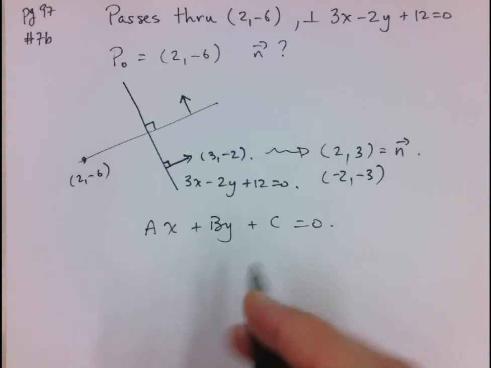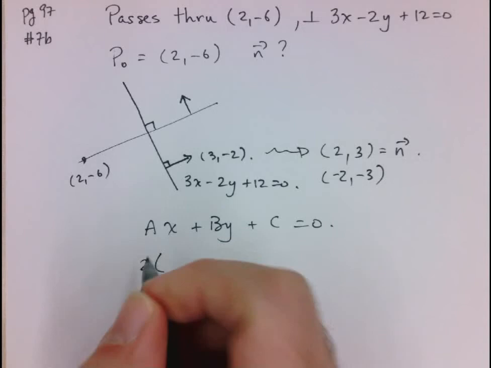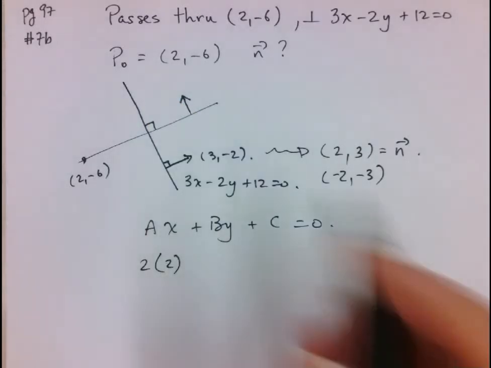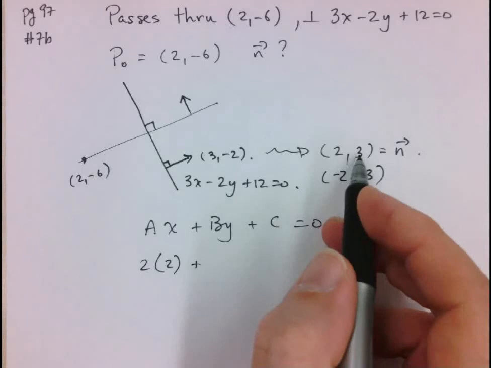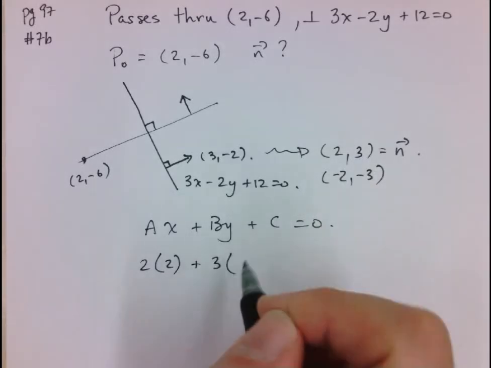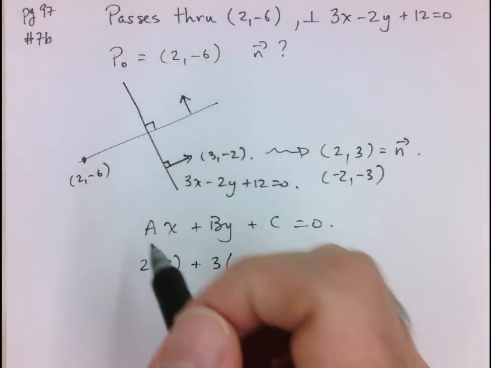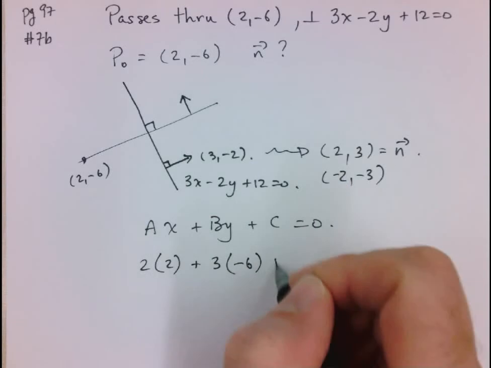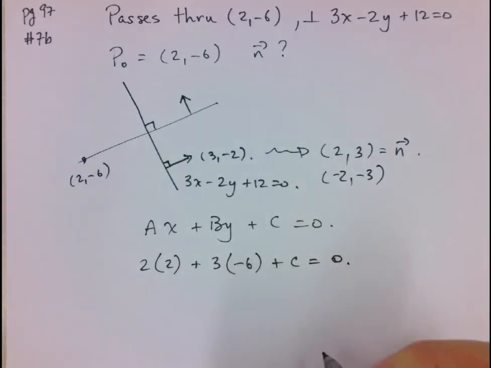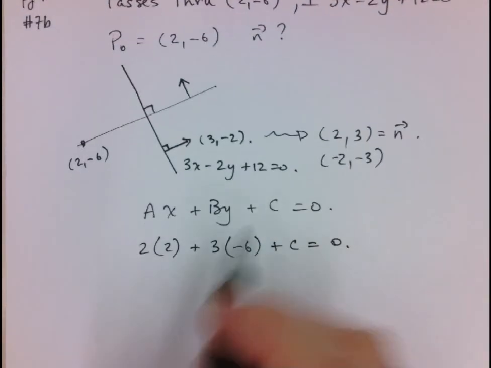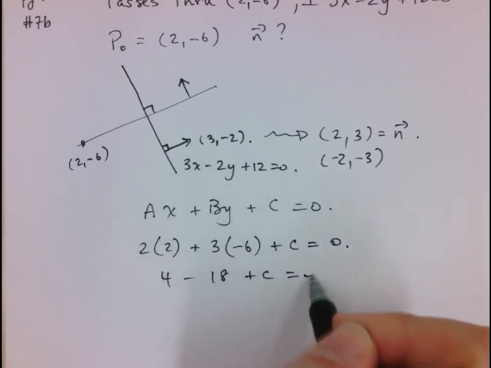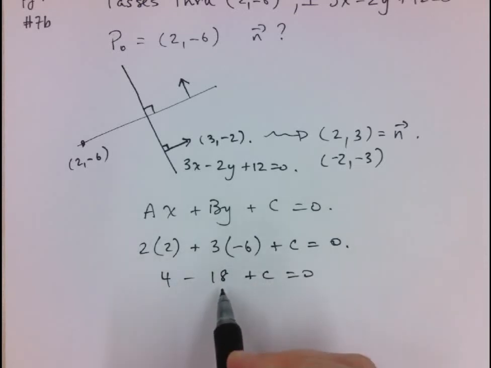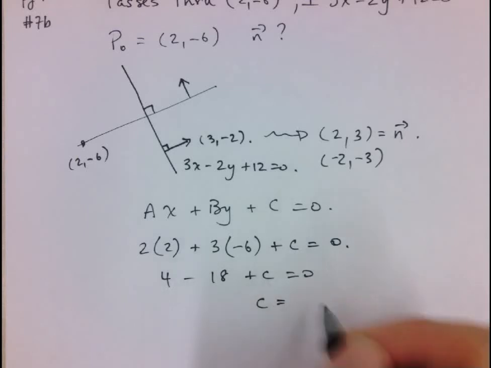Okay, so let's take a will be equal to 2 times the x component, which is 2. Okay, and then we've got the y, so plus the b, which is the y value of n, 3 times the y component of our P naught, -6, plus c equals 0. And now let's just clean this up. So we've got 4 minus 18 plus c equals 0. So 4 minus 18 is -14. So c is just going to be equal to +14.